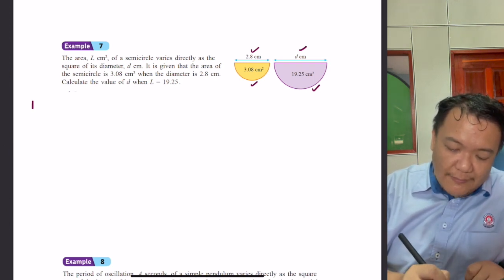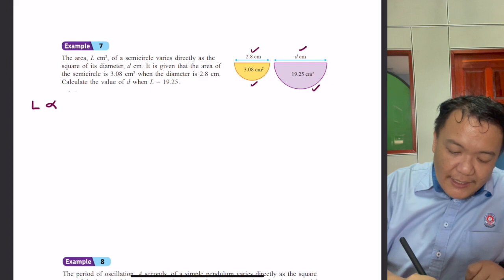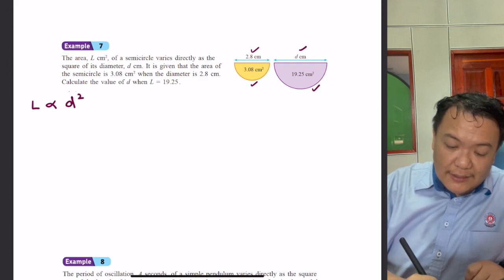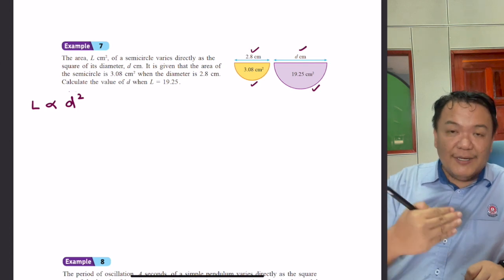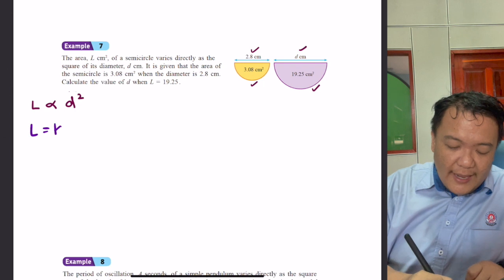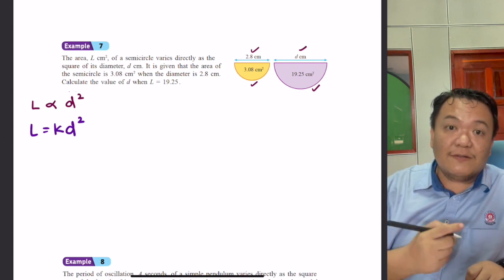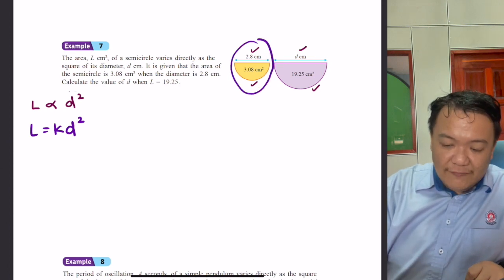Okay, so sama. Kita tahu L varies directly as the square of its diameter. Square of diameter, so D square. Dia akan describe dulu sifat benda tu. Okay. So change into equation form, we get L is equals to KD square. Next, find the value of K, by using the given information.